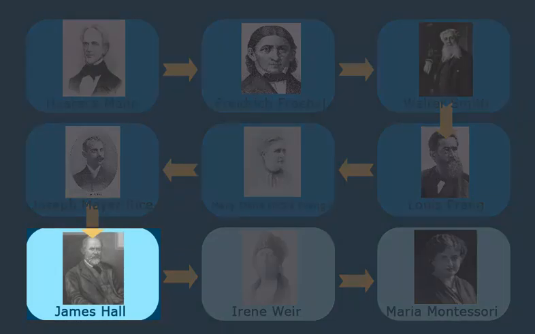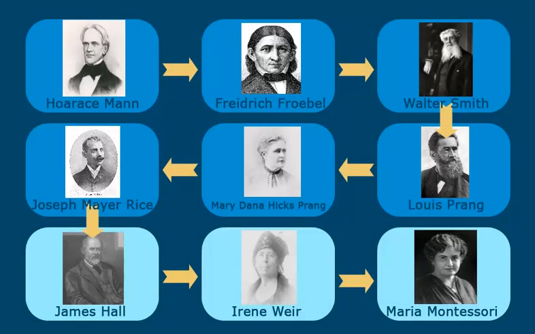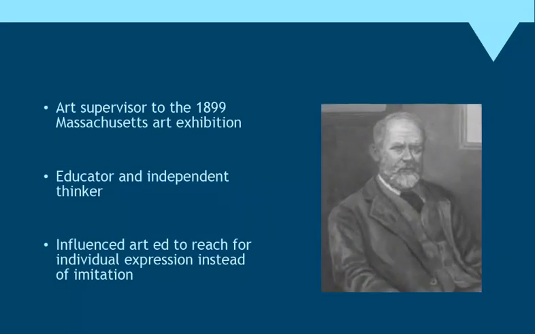James Hall. James Hall was an art supervisor to the 1899 Massachusetts Art Exhibition. He was an art educator who started using brushes, inks, and watercolor with students to expand their skill and visual vocabulary beyond pencil and paper. He was an independent thinker who influenced art education to reach for individual expression instead of imitation.